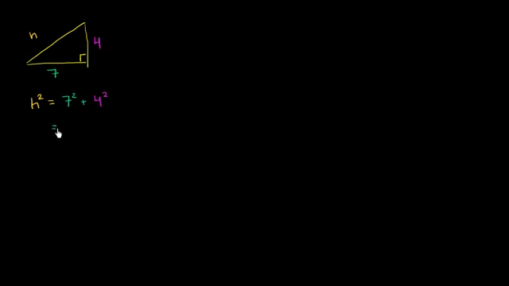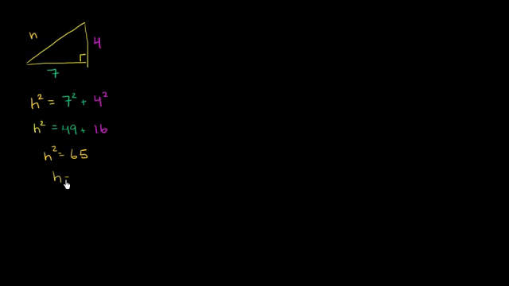So this is equal to 49 plus 16. Let's see, 49 plus 10 is 59, plus 6 is 65. So this h squared, let me write h squared, it's a different shade of yellow. So we have h squared is equal to 65. Did I do that right? 49 plus 10 is 59, plus another 6 is 65.